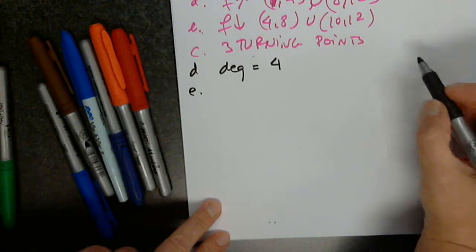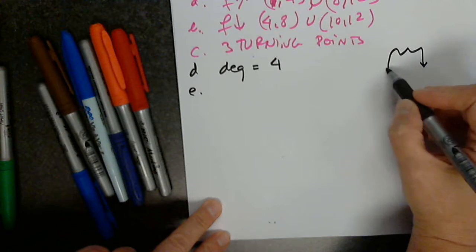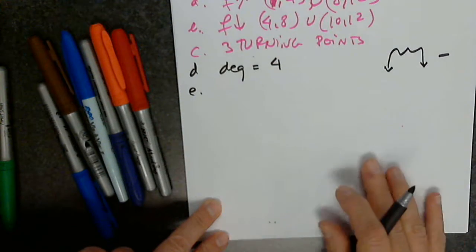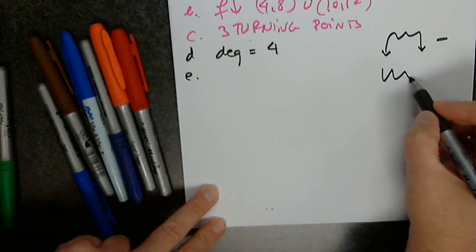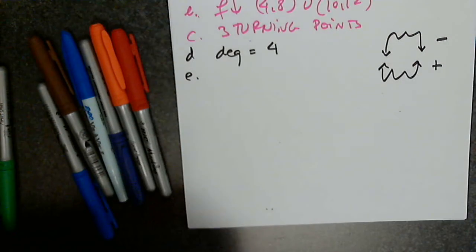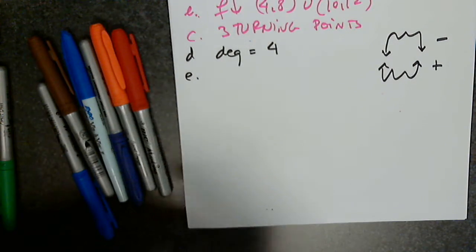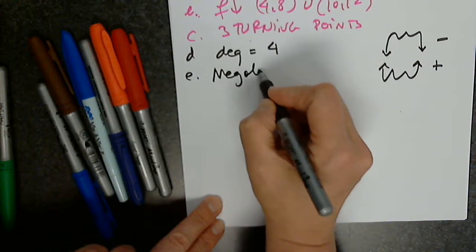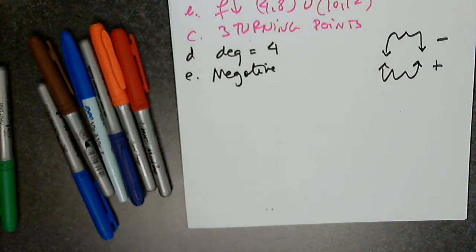Okay, let's look one more time. This has a negative leading coefficient. And this has a positive leading coefficient. So it's negative. Negative. Okay.